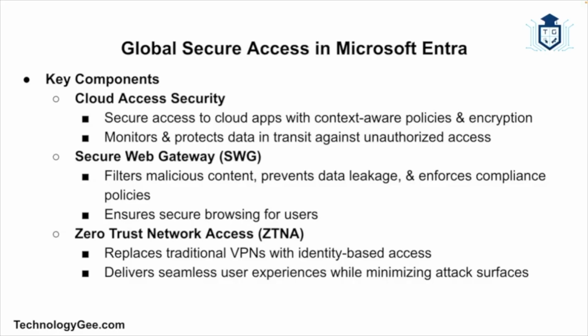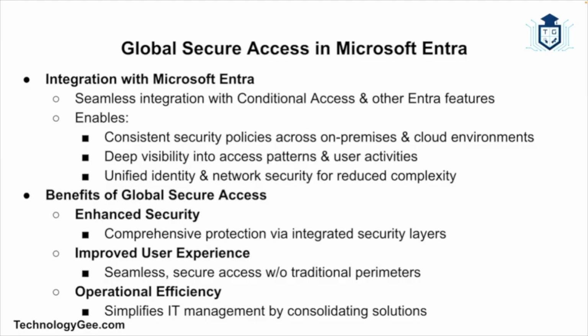So it offers cloud access security. It provides secure access to cloud applications using context-aware policies and robust encryption. And it monitors and protects data in transit to prevent unauthorized access. Then it offers a secure web gateway. So it ensures secure browsing by filtering malicious content, preventing data leakage, and enforcing compliance policies. And then it offers zero trust network access. So it replaces traditional VPNs with secure identity-based access to applications and services, and it delivers a seamless user experience while minimizing attack surfaces. Next, let's talk about its integration with Microsoft Entra.